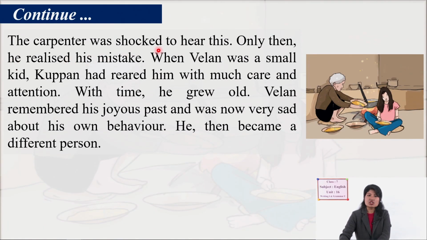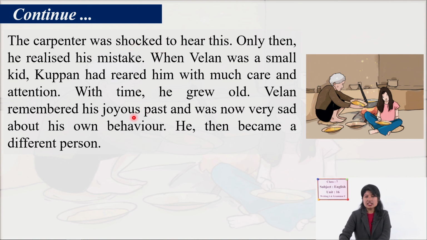The carpenter was shocked to hear this. Only then he realized his mistake. When Velen was a small kid, Kapan had reared him with much care and attention. With time he grew old. Velen remembered his joyous past and was now very sad about his own behavior. He then became a different person.